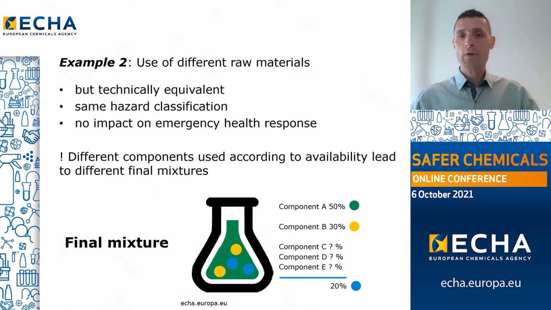The components do not necessarily need to have the same technical function in the final mixture. Another example is when, for the formulation of a mixture, different raw materials are used. Even if they are not technically equivalent, the final mixture has the same classification, and still there's no impact on the emergency health response. But the use of different raw materials and different components according to availability, for instance, leads to different final mixtures, which will need different notifications and different UFIs if the strict Annex 8 provisions were applied.